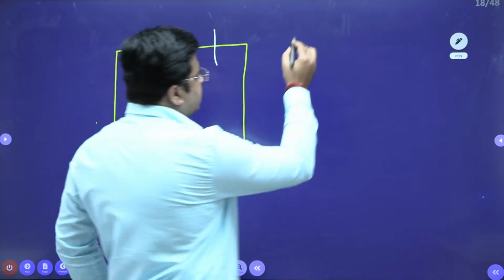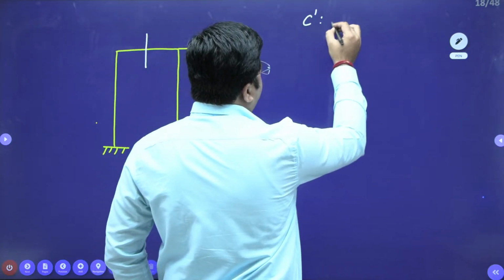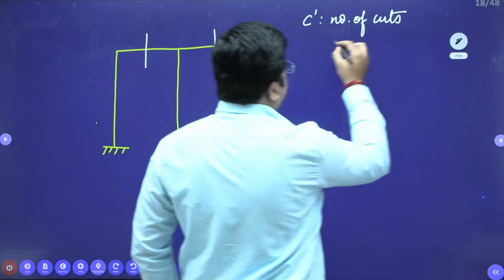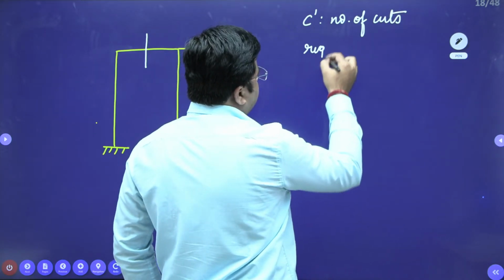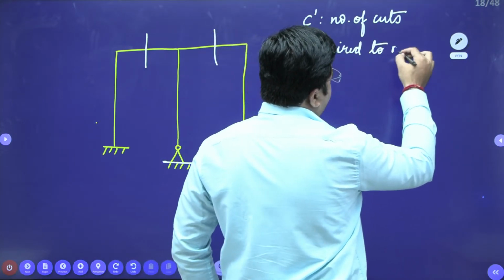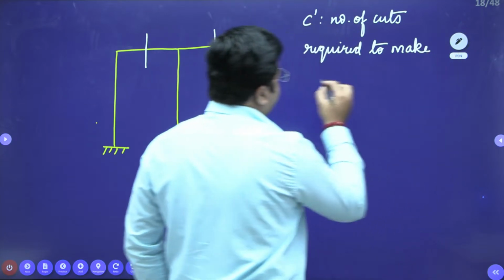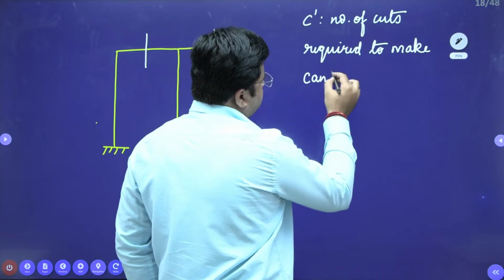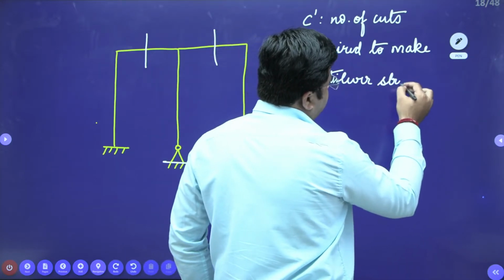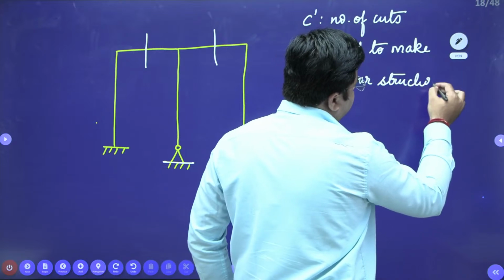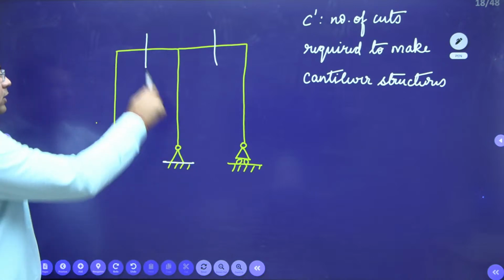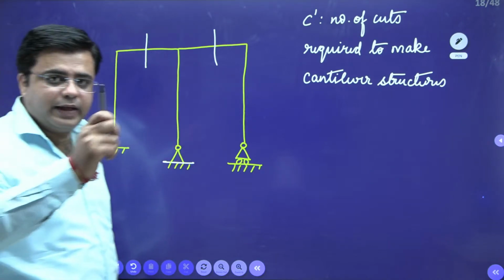So C dash is the number of cuts required to make cantilever structures, right? Now, what is this N? Right, now observe this very carefully.